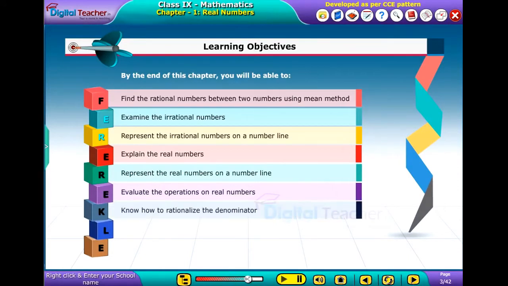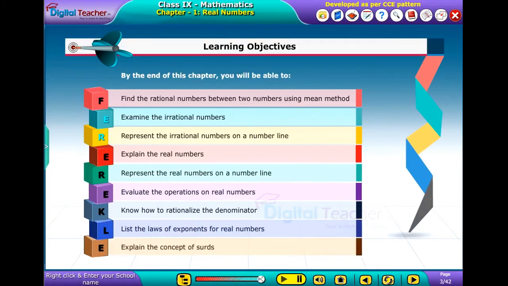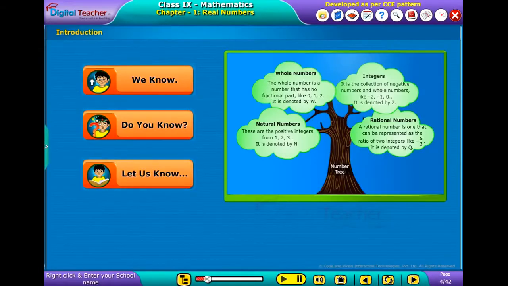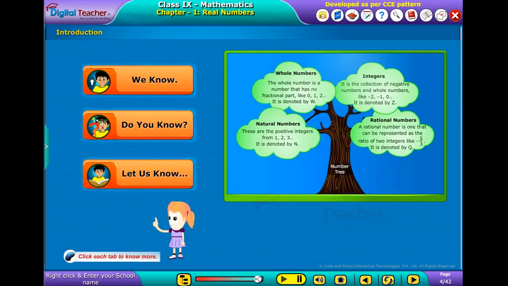Know how to rationalize the denominator. List the laws of exponents for real numbers. Explain the concept of surds. Introduction. Before entering into the chapter, follow the instructions shown on the screen. Click each tab to know more.